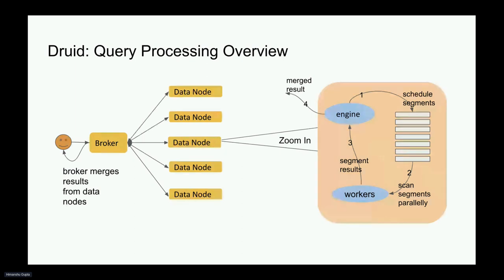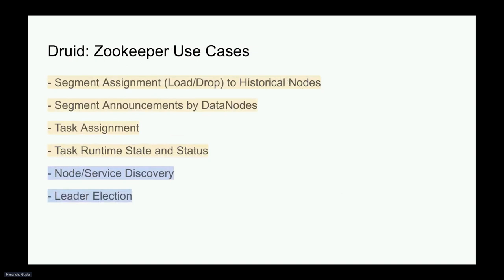So the Druid's query engine is a one level scatter gather. And yeah, let's move on to the other meaty parts.